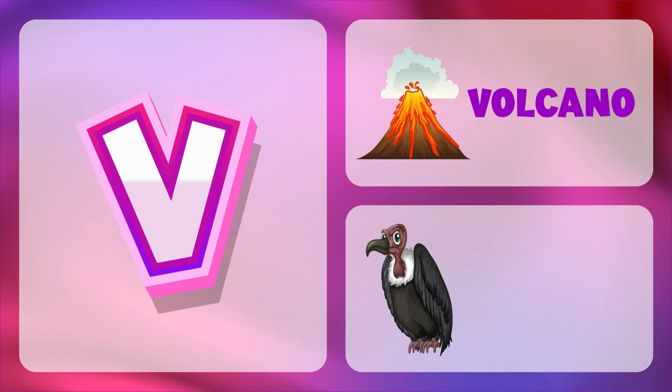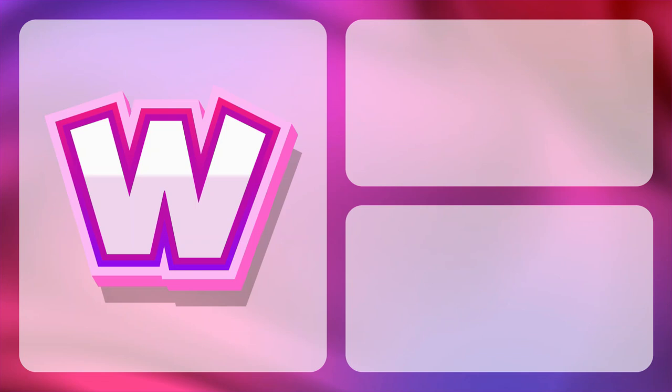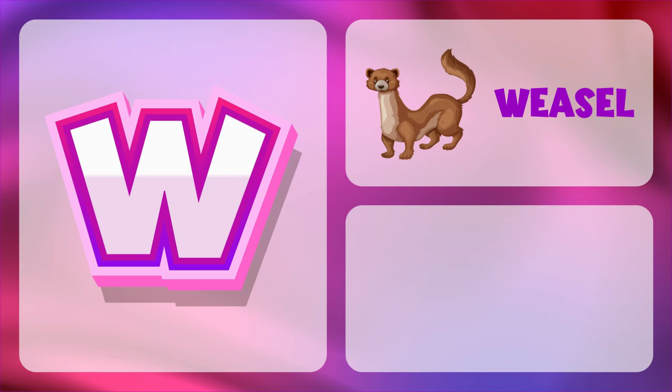V. V is for volcano. Volcano. Vulture. V. V. Vulture. W. W is for whistle. W. W. Whistle. Watermelon. W. W. Watermelon.